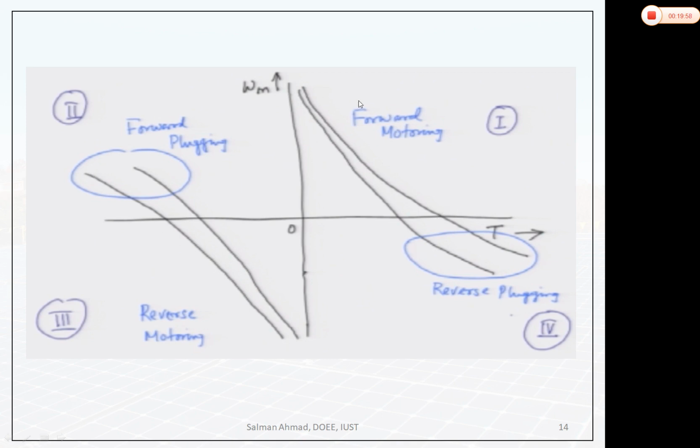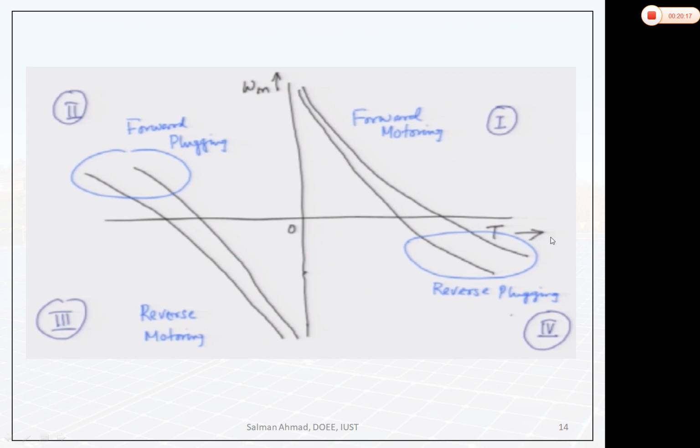So this portion, this is the first quadrant. This will be called forward motoring operation because speed is positive, torque is positive. Similarly, this portion, third quadrant, we call reverse motoring. Here, speed again is negative, torque is negative, but the product will be positive. So we will call that reverse motoring operation.